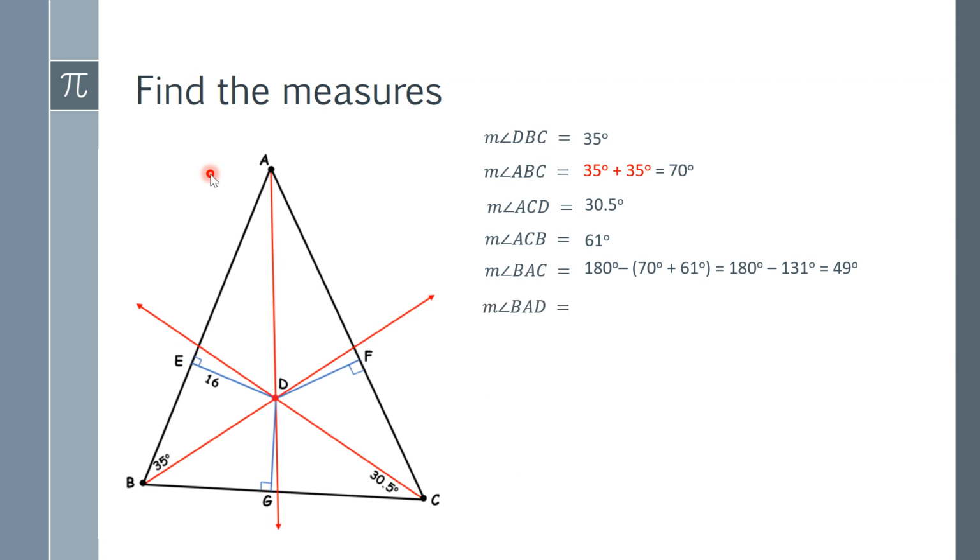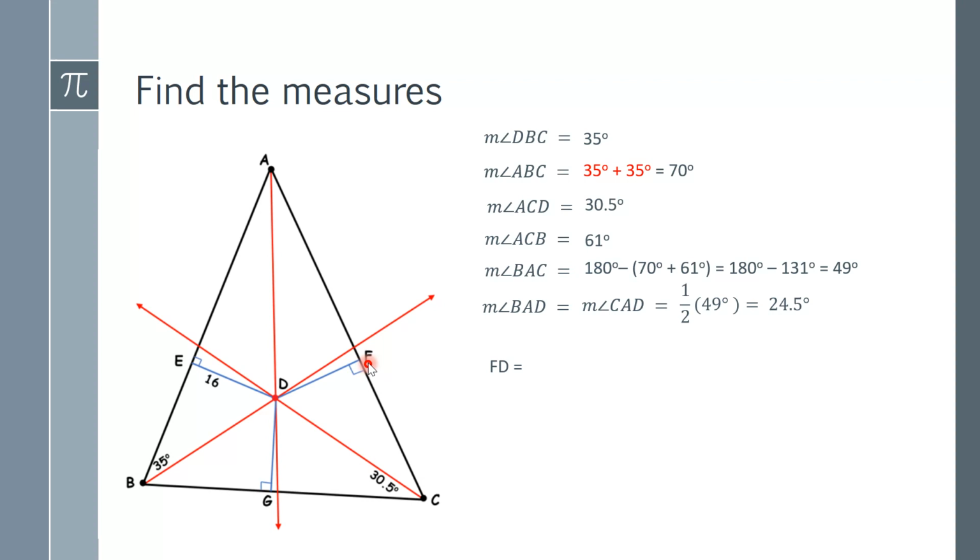Well, then how do we figure out BAD? Remember that this is an angle bisector. That means BAD will also equal CAD, and it's going to equal half of 49, which is 24.5 degrees. So each one of these angles right here is 24.5 degrees. So you don't have to be given all the information to figure out something, because we can use stuff from previous lessons to figure this out.